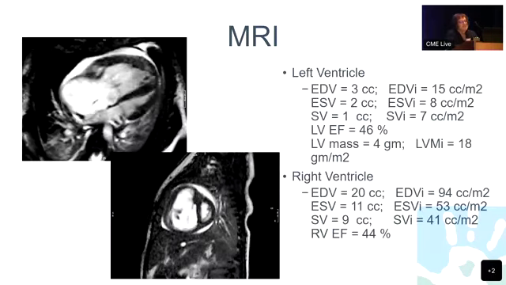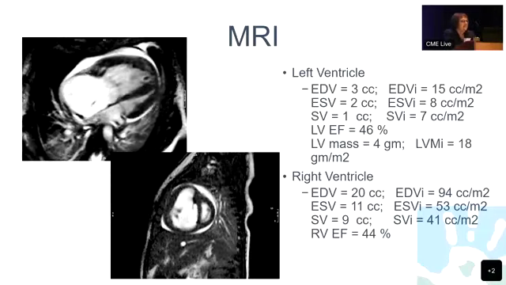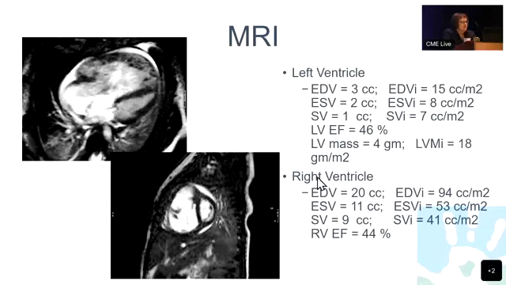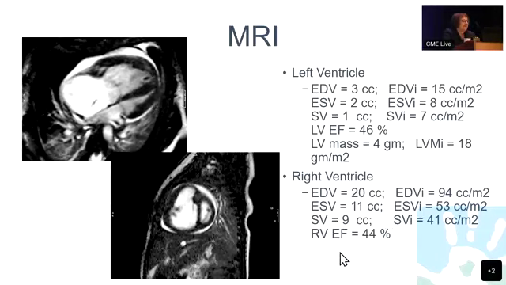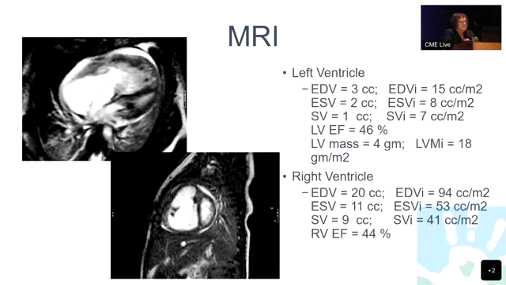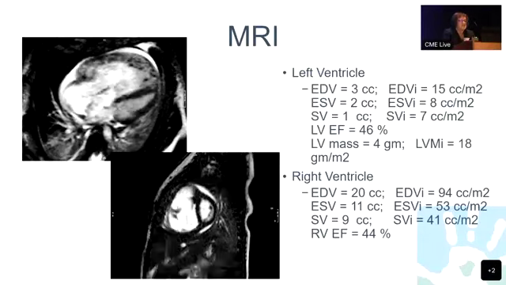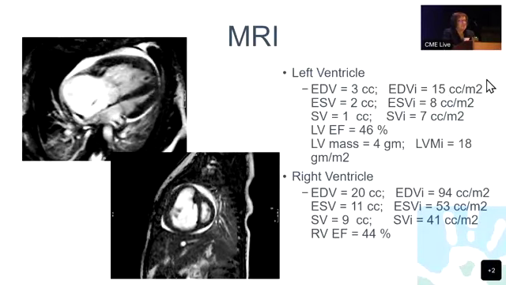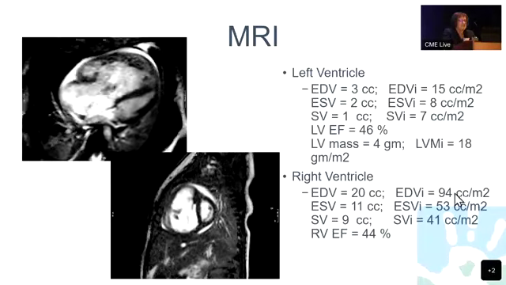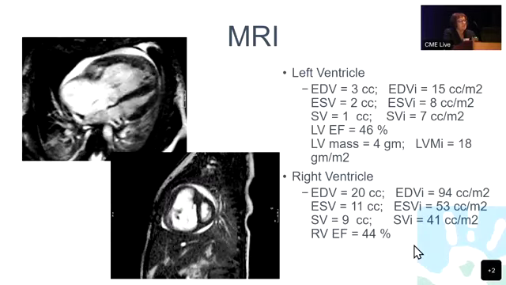So we decided to get a little bit more information with a cardiac MRI. You can see the 4-chamber view here and the short axis, both showing, again, that moderately hypoplastic left ventricle. And the end diastolic volume index of the left ventricle was only 15 cc's per meter squared, as opposed to the right ventricle that was 94 cc's per meter squared.